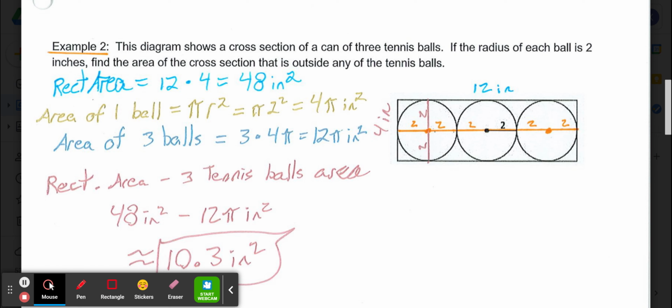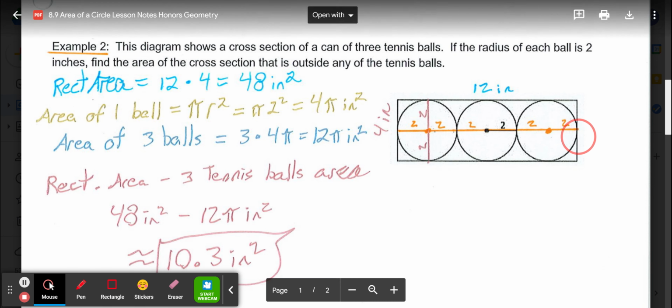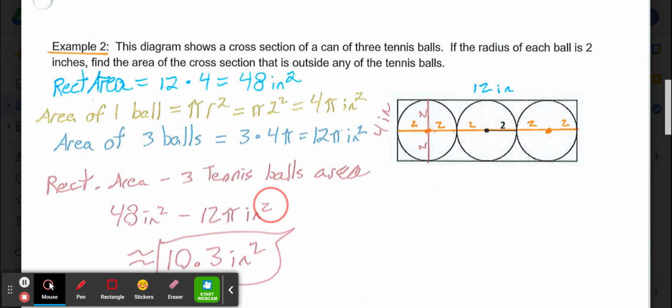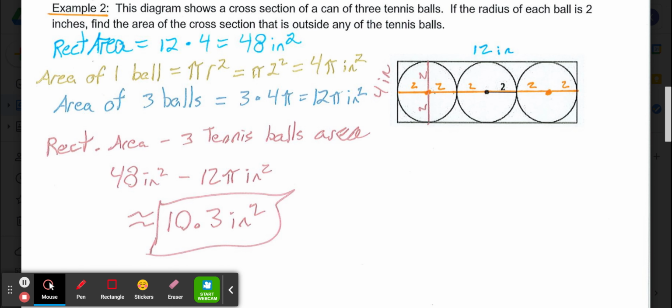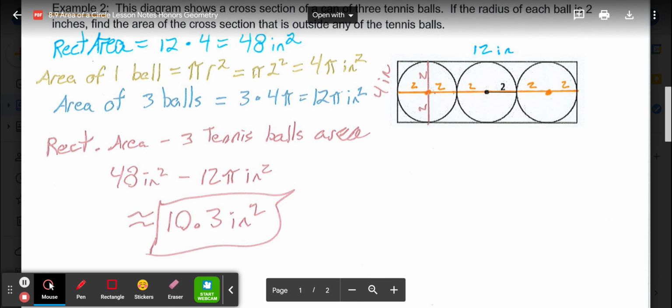So now to find the region outside of the tennis balls, but inside the cross section, we're going to do the rectangle area minus the 3 tennis balls area. So 48 inches squared minus 12 times pi inches squared. And we're going to type that into the calculator and round it this time. So that leaves us with approximately 10.3 inches squared for the area of the cross section outside of the tennis balls.